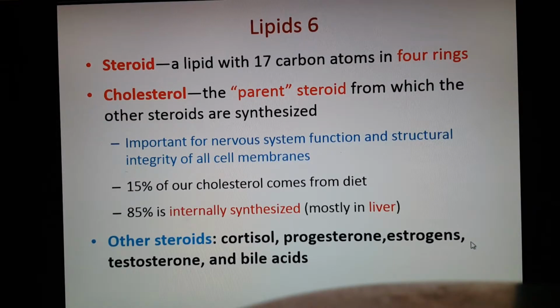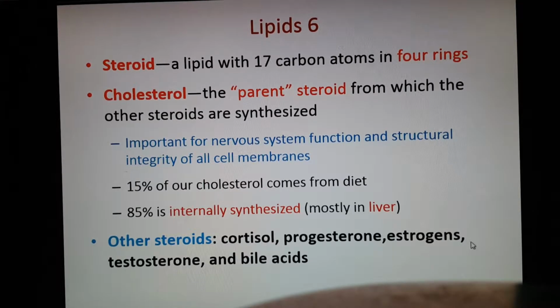The last type of lipid I'm going to talk about is cholesterol. Cholesterol is what's considered our parent steroid. The steroids that circulate throughout our body as hormones are made from cholesterol. Cholesterol can be synthesized in the body, and its synthesis inside the body is determined by how much cholesterol you take in the diet. If you take in a bunch of cholesterol in your diet, then cholesterol synthesis, which occurs mostly in the liver, will be reduced to balance out how much cholesterol you're taking in.